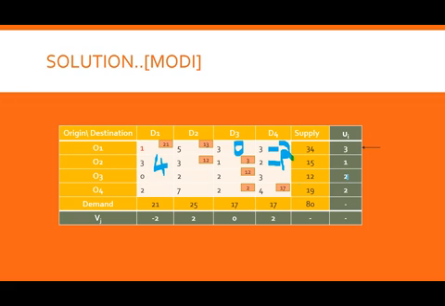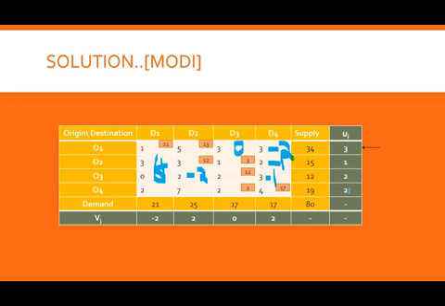0 minus 2 is minus 2, minus of minus 2 will be a 0. So I get a 0 here. So 2 minus 2 is 0, 0 minus 2 is minus 2. So I get a minus 2 here. 3 minus 2 is 1. 3 minus 2 is 1 and 1 minus 2 is minus 1. I get a minus 1 here.